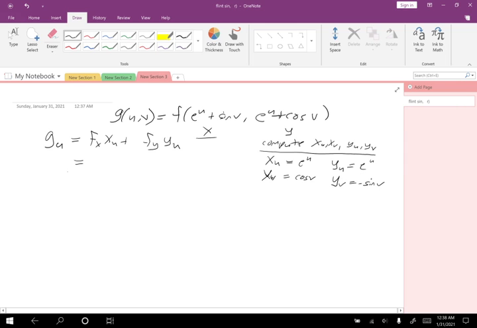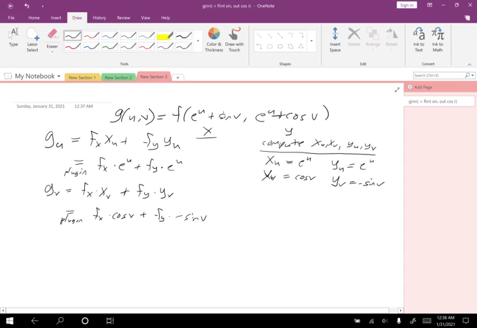So we now just plug them in. So f sub x times e to the u plus f sub y times e to the u. Okay? And let's just do the same thing with g sub v. g sub v is f sub x, and there's also going to be an f sub y, because that's what f is a function of. And in order to have cancellation, we need x sub v and y sub v. So now we just plug in, again, what we computed. So now we have f sub x times cosine of v plus f sub y times minus sine of v.